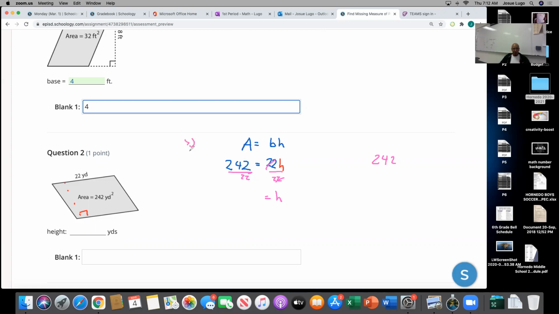All right, so you'll have written number 2, and you're working this out. 242 divided by 22. 22 can go into 24 one time. That's going to be a remainder of 2. Bring down the 2. 22 goes into 22 one time. So ladies and gentlemen, that means that my height has to be 11. You can check this, do 11 times 22. And if it gives you 242, ladies and gentlemen, that is your height.